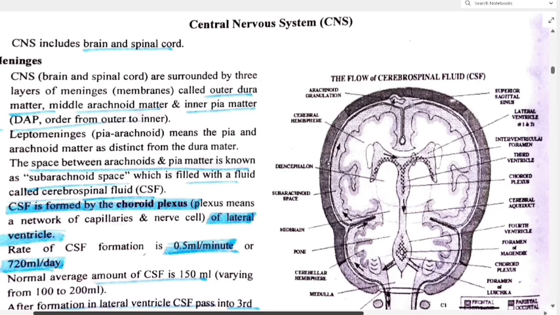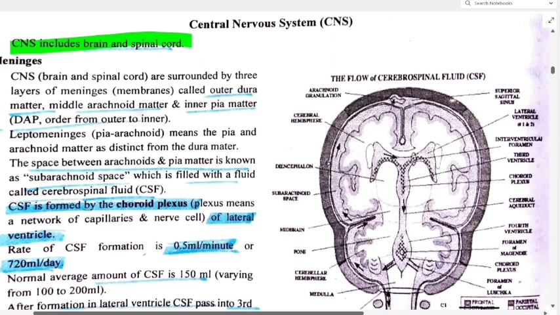In the last session, we have already studied about neuron, its structure, classification, then synapse and neurotransmitter. In today's session, we'll be studying about central nervous system, which includes brain and spinal cord. So let's start. CNS includes brain and spinal cord.